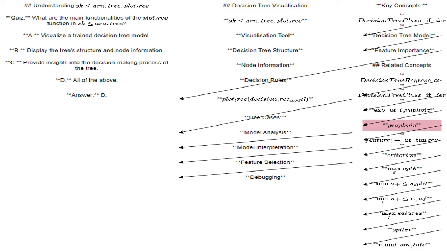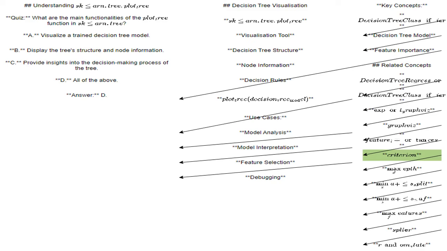C. Provide insights into the decision-making process of the tree. True. By visualizing the tree, you can gain insights into how the model makes predictions. Each node in the tree represents a decision based on a specific feature, and the paths through the tree represent the decision-making process for different data instances.